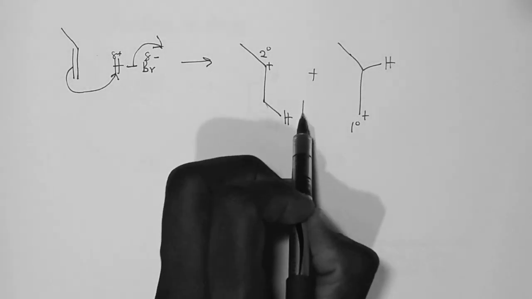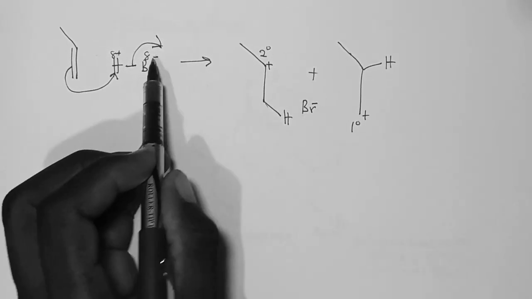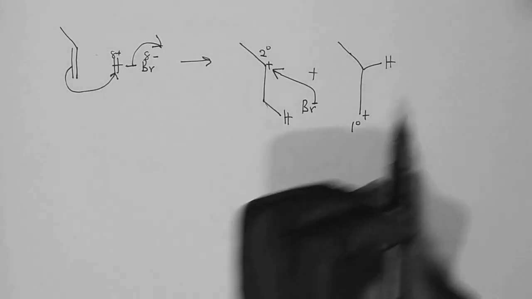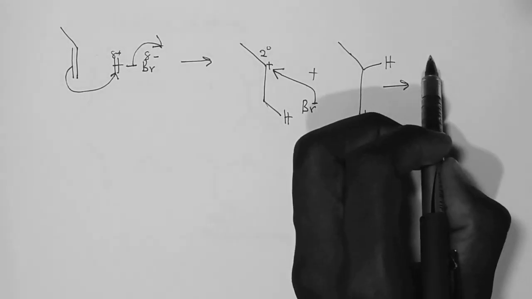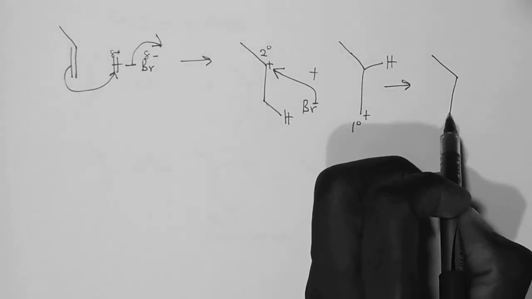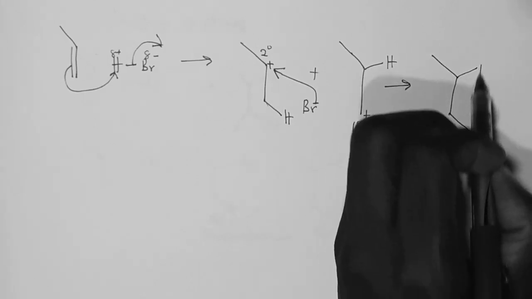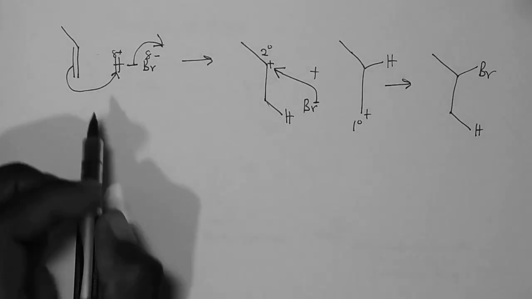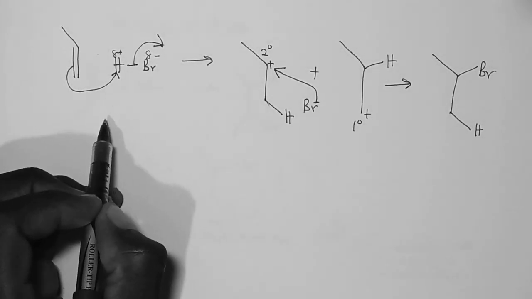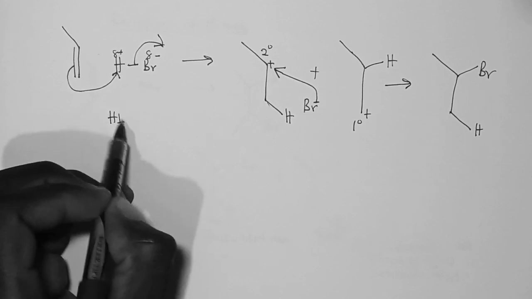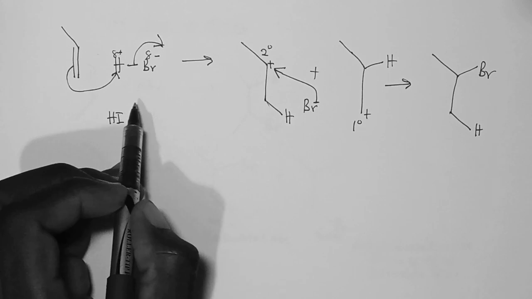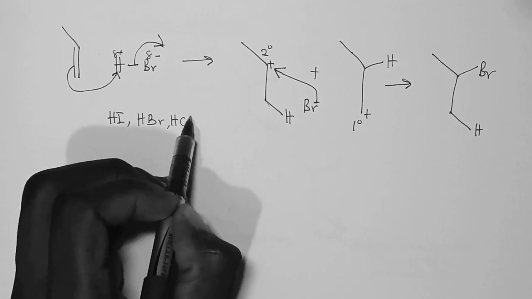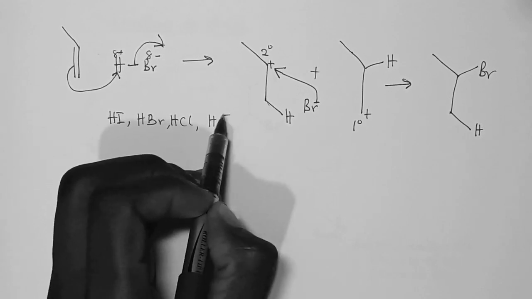So in the next step, the bromide that was cleaved off will come and donate its pair of electrons into that center, and that's what will lead us to the formation of the major product, which is also known as the Markovnikov's product. Markovnikov's reaction can happen with any of the halogens. So it can happen with HI, which is hydrogen iodide. It can also happen with hydrogen bromide, hydrogen chloride, and also hydrogen fluoride.